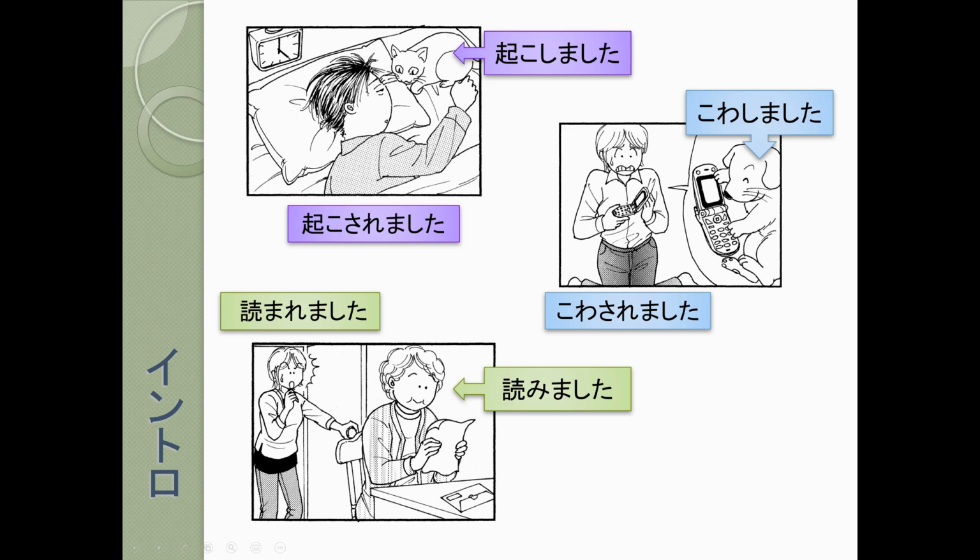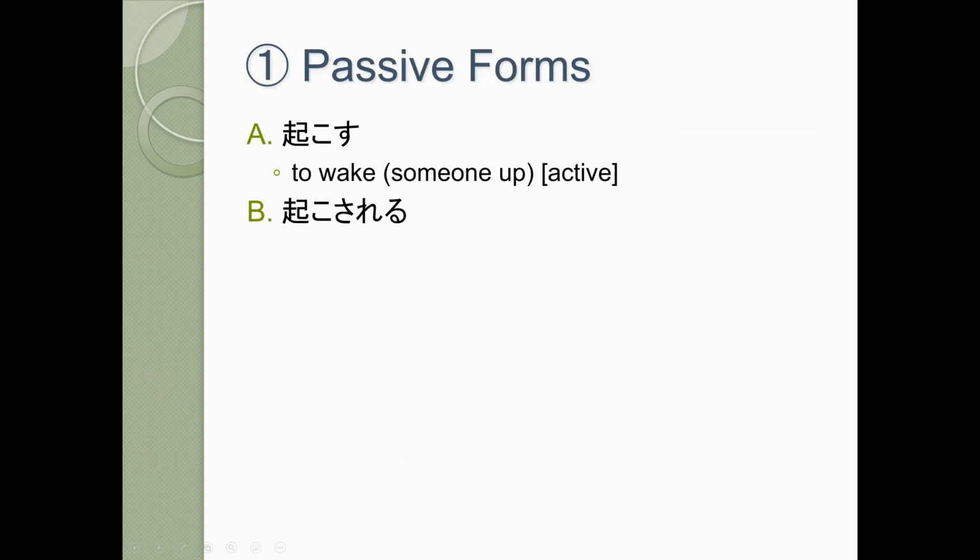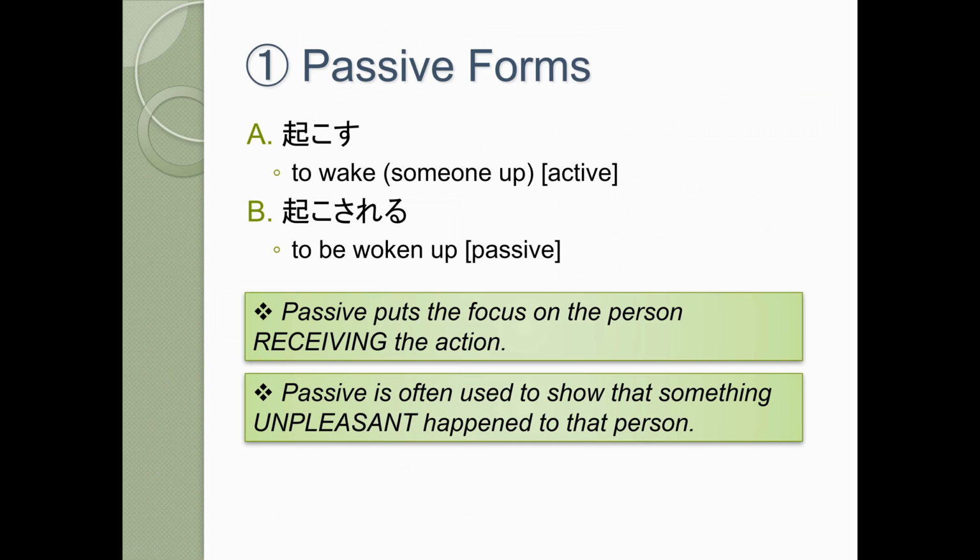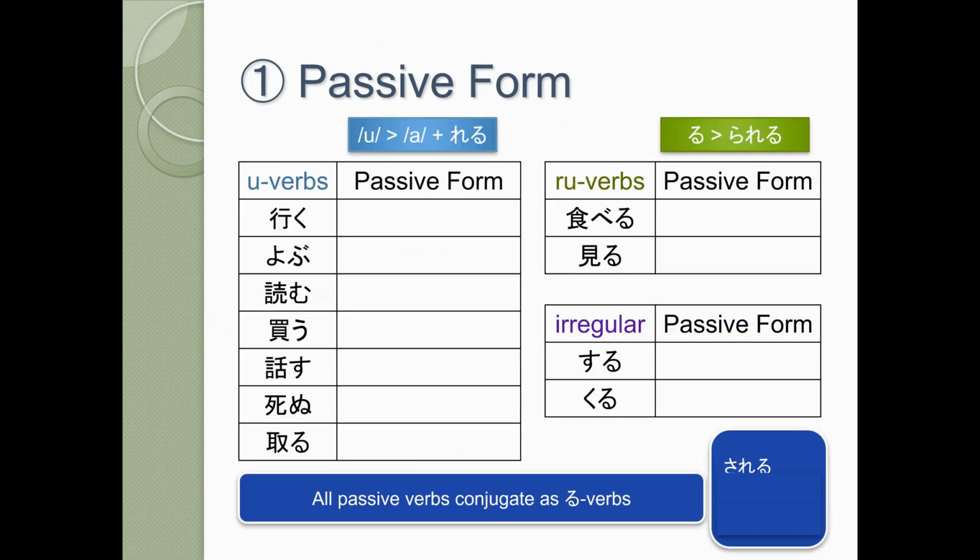Or 母に手紙を読まれました. So I had my letter read by my mom. This implies that I didn't want her to read it. It wasn't for her to read, and I'm mad that she read it. So, 起こされました, 読まれました, 壊されました. This passive form implies that in some way I'm upset or angry or sad or inconvenienced by the thing that happened to me.